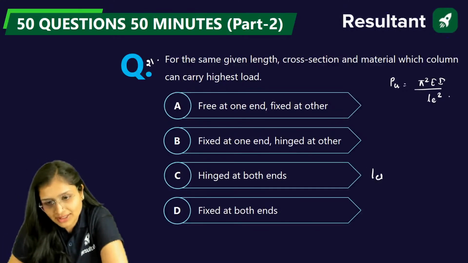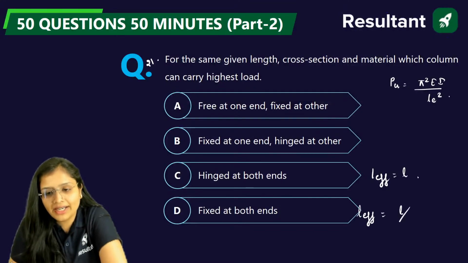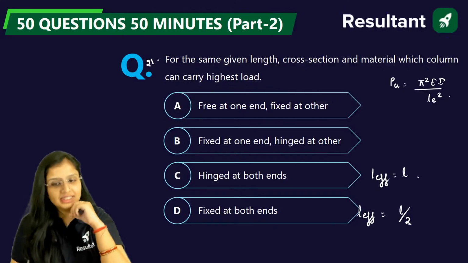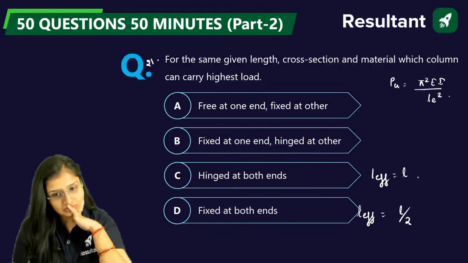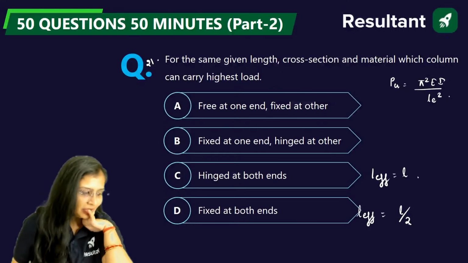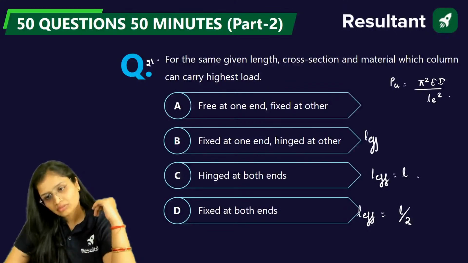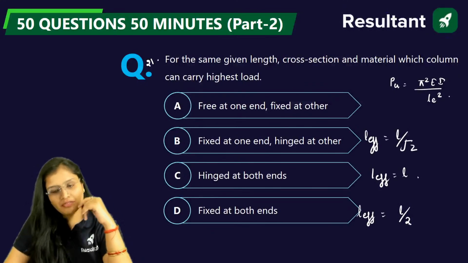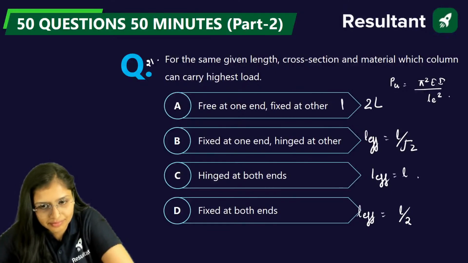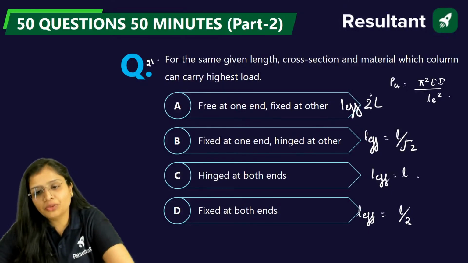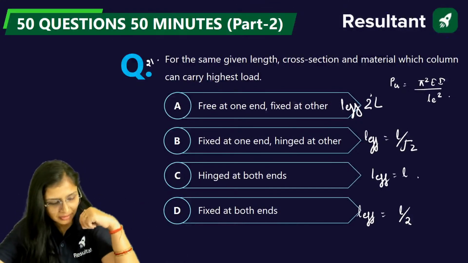Hinged at both ends, L effective is equal to L. Fixed at both ends, L by 2. Fixed at one end, hinged at the other, L by root 2. Free at one end, fixed at the other, 2L. You should know this, guys, otherwise how will you answer? Substituted in this formula, for which one will you get the highest load? That's very, very common.